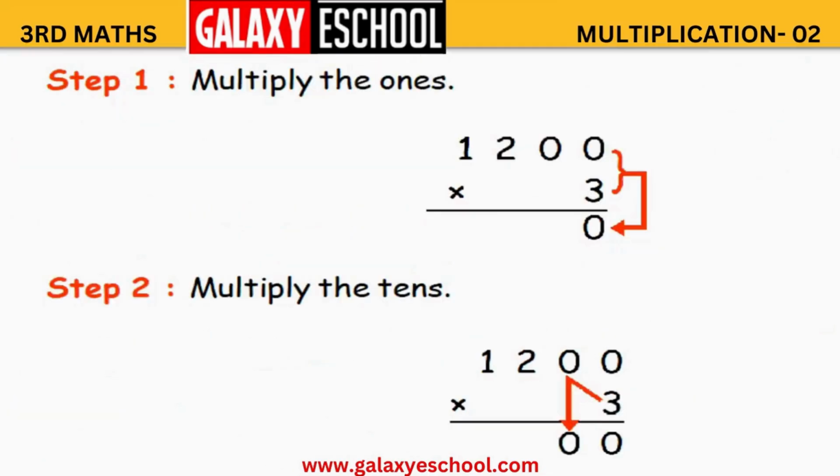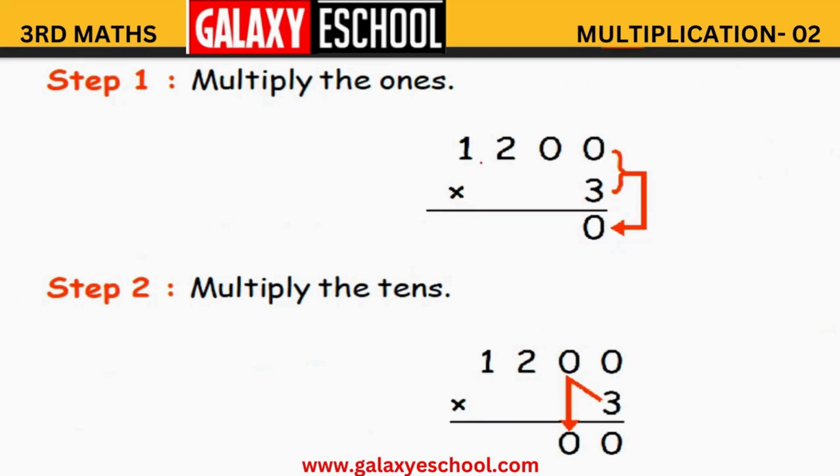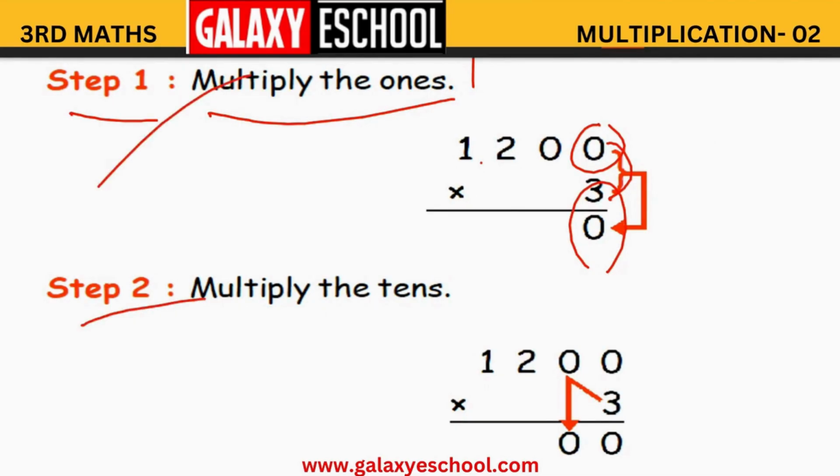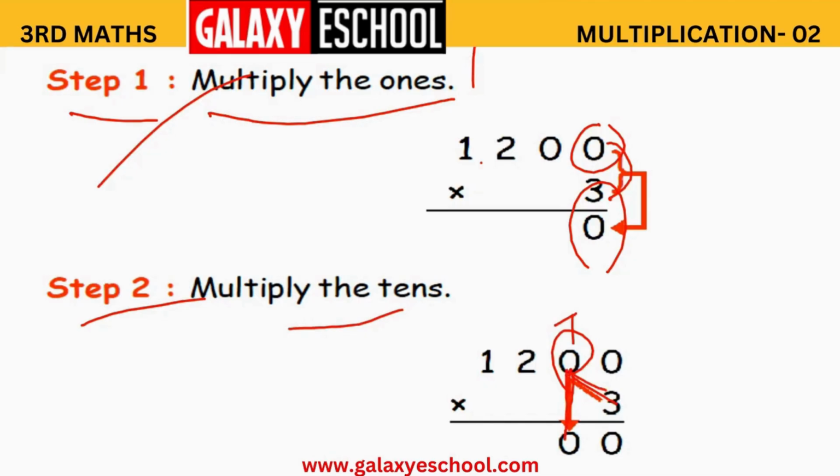How to multiply children? 1200 into 3. First step 1 will be to multiply the ones. Yes, 0 is in the ones place. 3 zeros are 0. Yes children, remember 3 zeros are 0 but not 3. Okay, we are done with step 1. Moving to step 2. Multiply the tens. Now what do we have in the tens place? Again 0. 3 zeros are 0 again.